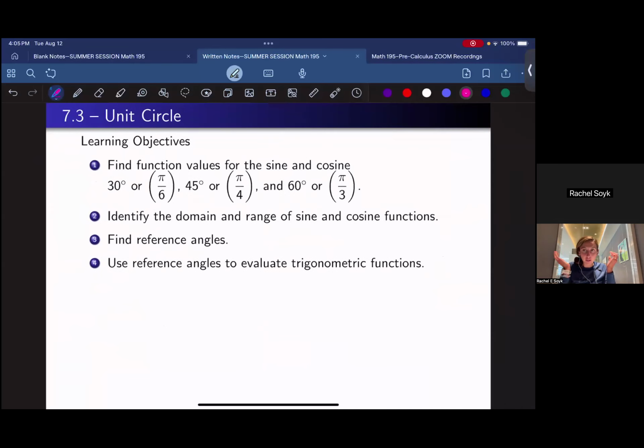All right, so what are our learning objectives here? We are going to find function values for our sine and cosine, our famous angles 30, 45, 60, which is pi over 6, pi over 4, and pi over 3 in terms of radians. Our second objective, we're going to identify our domain and range of our sine and cosine functions. Our third one, the most important, find our reference angles and identify what reference angles are. And then our fourth, we are going to use our reference angles to evaluate trig functions.